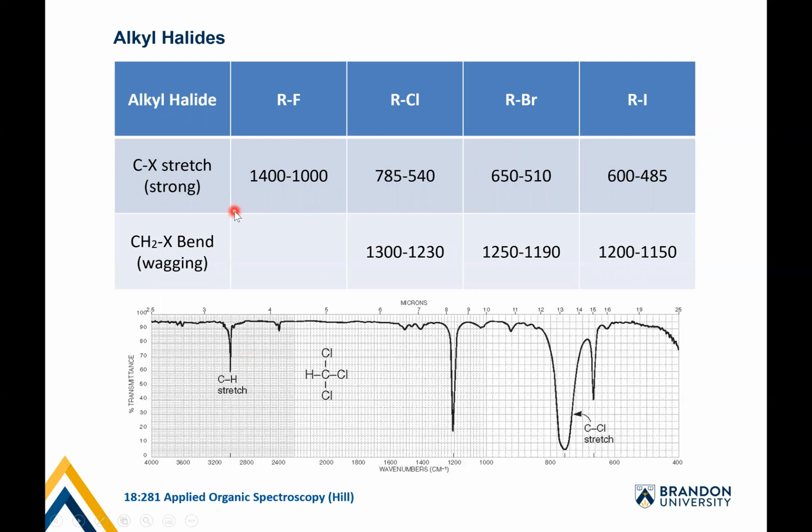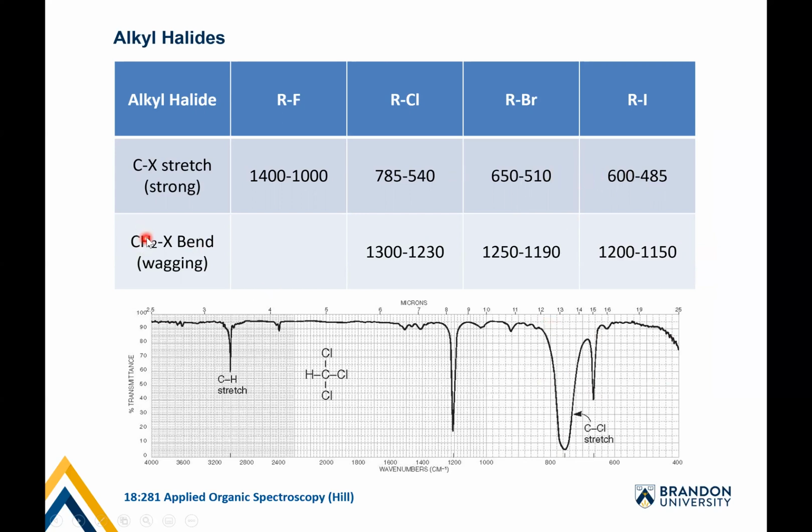Last but not least, the alkyl halides: carbon-chlorine, carbon-bromine, carbon-iodine. These stretches are all on the far right-hand side of the infrared spectrum. The reduced mass is getting larger and larger, so it's shifting to the right here. You typically see very broad peaks in this region, which correspond to these stretches.